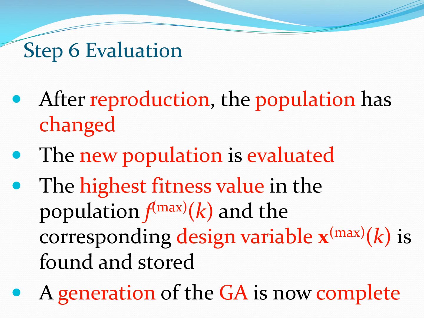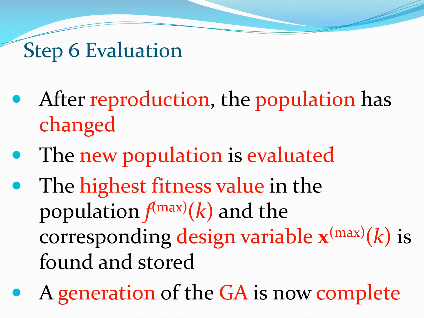Now we have seen that once the reproduction process has been performed, the population has changed, and a new population is essentially created. The parents have led to the children. So in GA, actually the children supersede the parents. Now what you need to do is check the fitness function value for each member of this new population, and then find out what is the highest fitness value at a given k and the corresponding design variable which yields the highest fitness value.